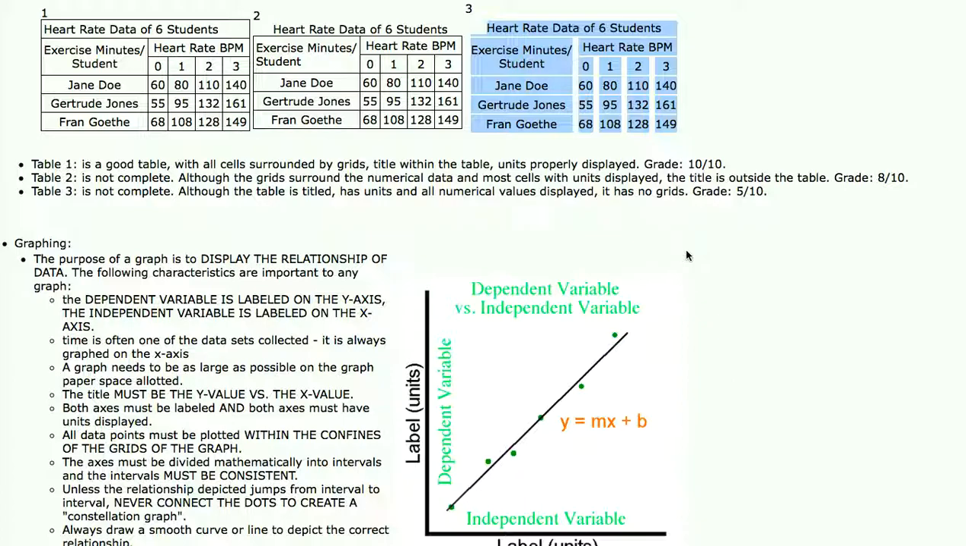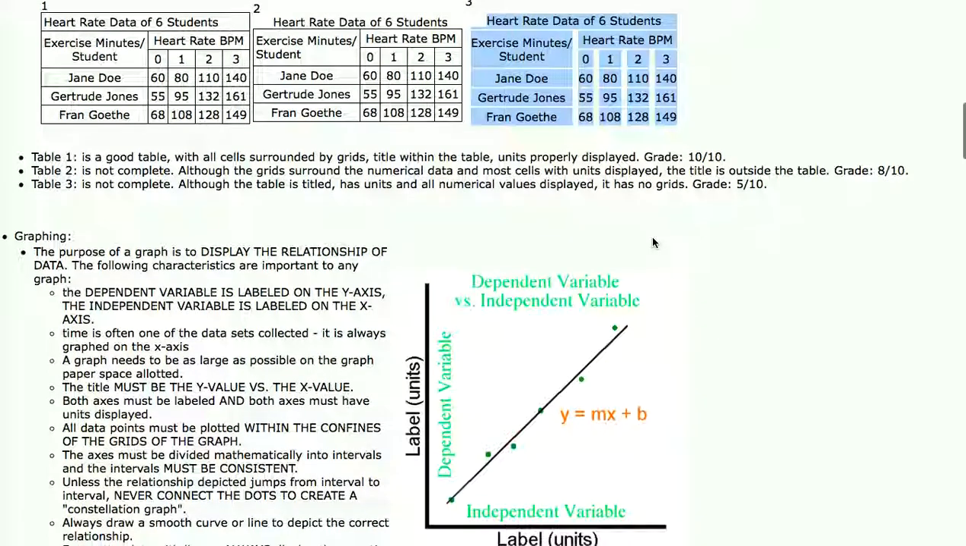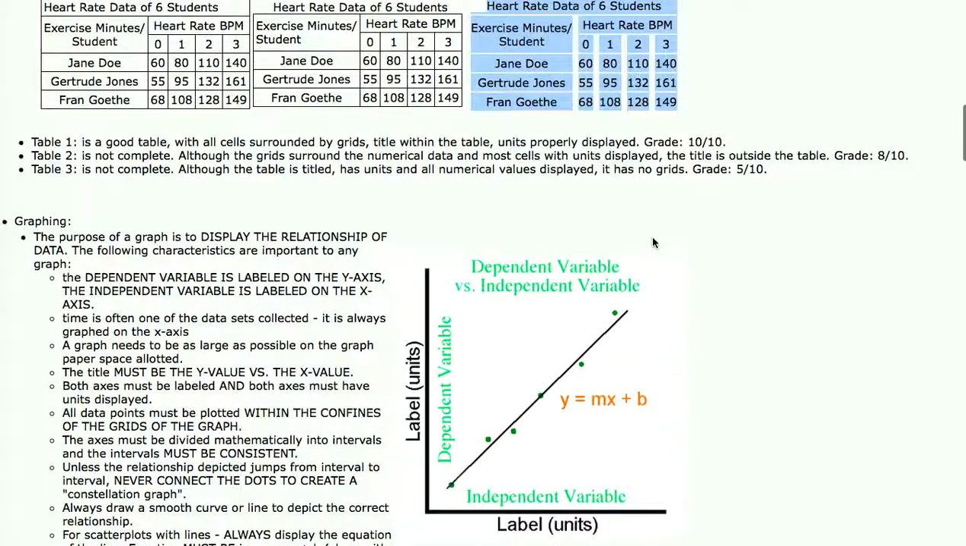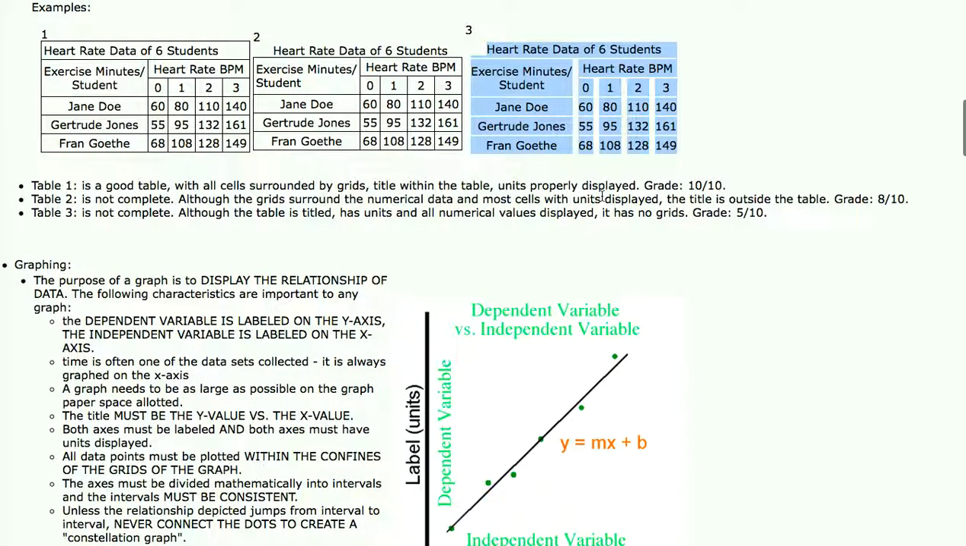No one wants to look at a grid of numbers, and I'm not big on looking at grids of numbers, but in order to organize your numbers, you need to have them enclosed in borders or grids. So table 1's a good table. Tables 2 and 3 are not.